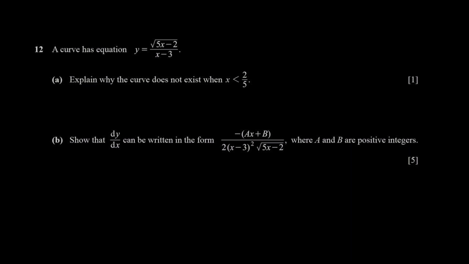Okay, question 12. A curve has this equation here. Part A is explain why the curve does not exist when x is less than 2/5. Essentially, the reason is we've got a square root here, and the number inside the square root cannot be negative. So that's the first thing we should state. The number inside the square root cannot be negative, or must be positive.